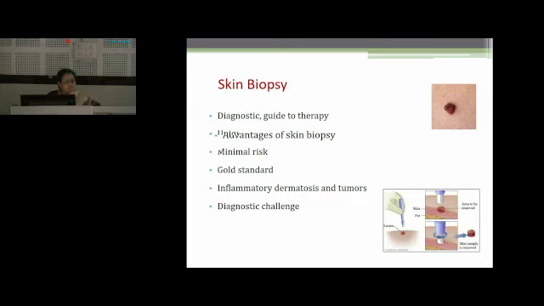Despite various technical advances, skin biopsy still remains the gold standard for the diagnosis of cutaneous lesions, especially inflammatory dermatosis. Inflammatory dermatosis are extremely common and form a major bulk of skin OPD, but their diagnosis is challenging both clinically and histologically.